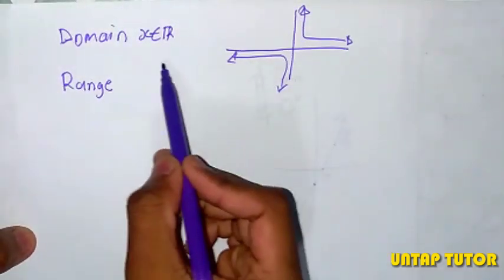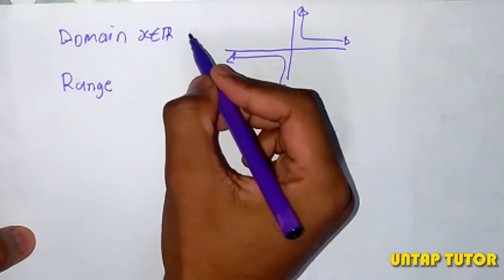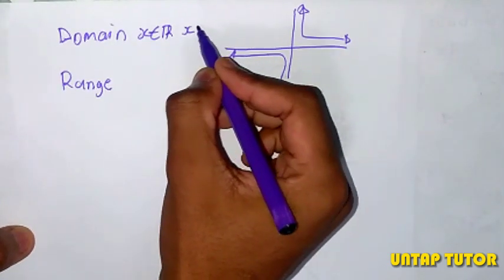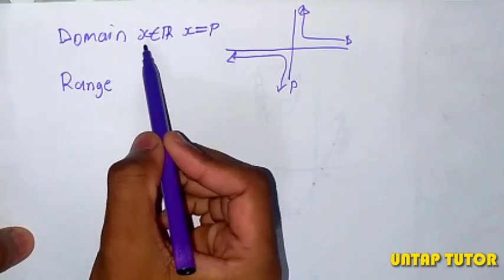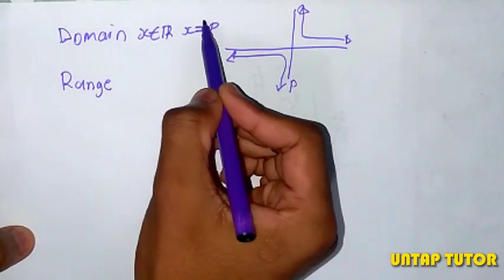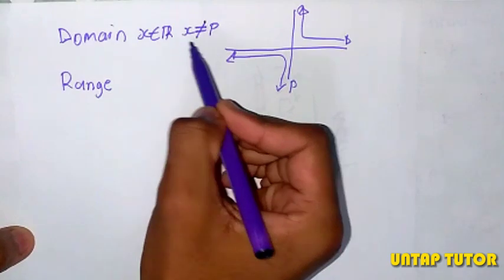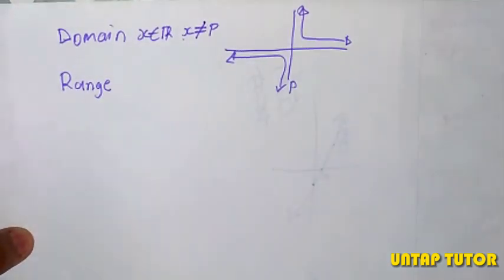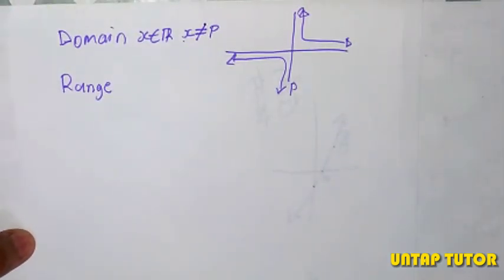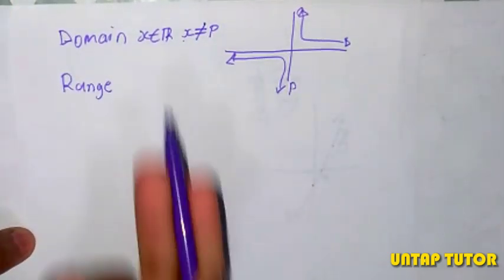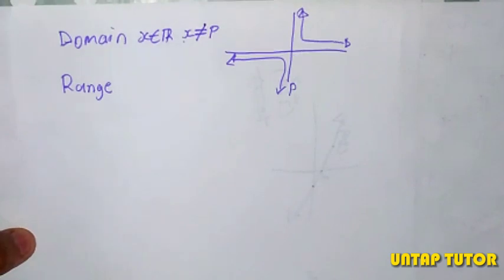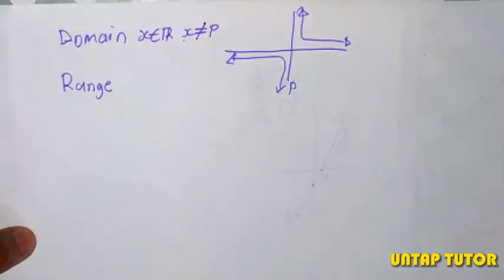It holds for all numbers on the graph except when x is equal to p, because this is p, right? So it's x is an element of real numbers except when x is equal to p. So x cannot be equal to p. So that's how you write a domain for a hyperbola. So p is obviously going to be a number, right? Let's say maybe 2. You can say x is not equal to 2. X is an element of real numbers where x is not equal to 2.